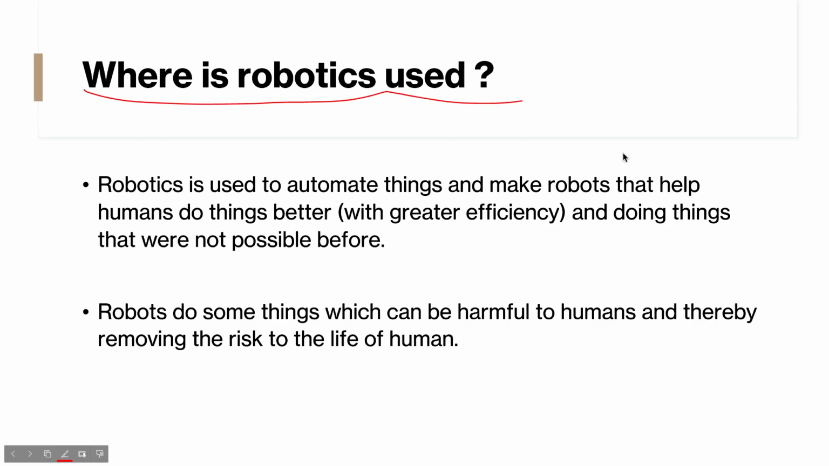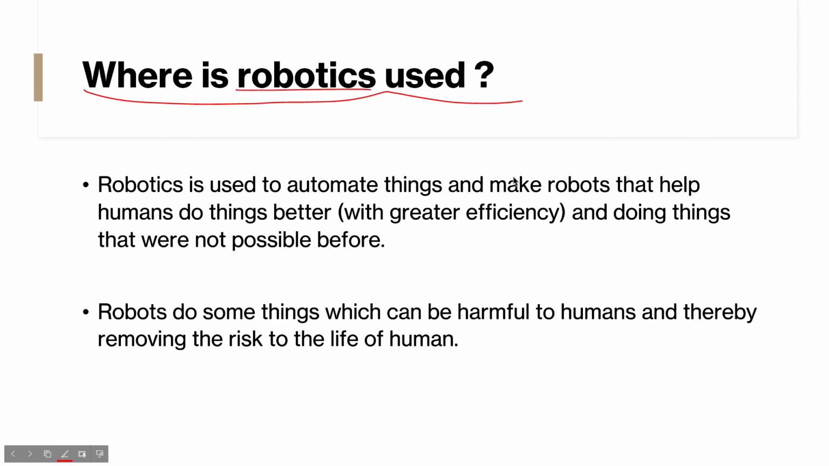Let's say you have turned on the gas and you forgot to turn it off. It will give you an alert that the gas is on, or if there is a gas leakage. Basic alerting things. It can be done using robots, and waste management is also done using robotics.